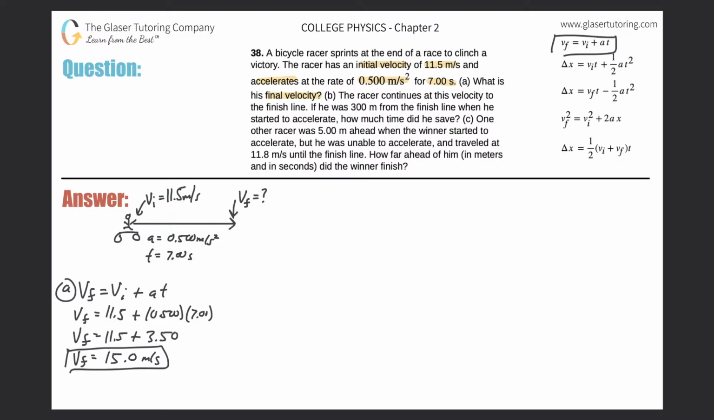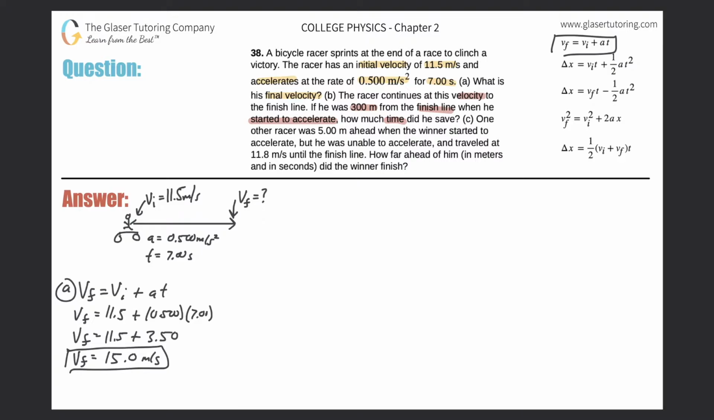Let's move on now to letter B. So letter B says the racer continues at this velocity, the velocity we just found, to the finish line. If he were 300 meters from the finish line when he started to accelerate, how much time did he save? So how much time did he save?